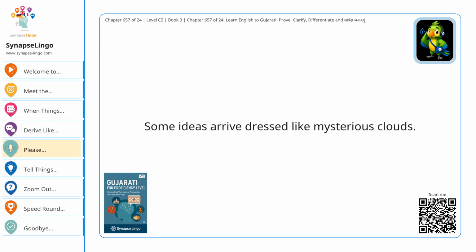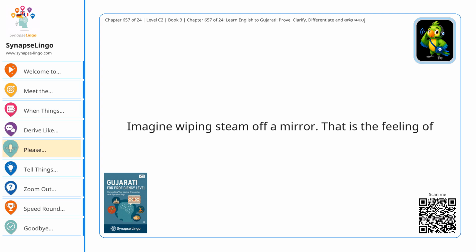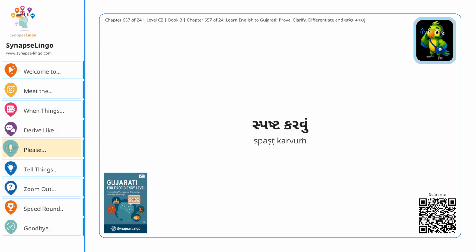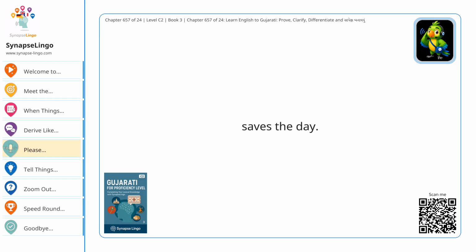Please untangle the fog. Some ideas arrive dressed like mysterious clouds. Your job is to make them stop being dramatic. To clarify is સ્પષ્ટ કરવું. Please સ્પષ્ટ કરવું the instructions. Can you સ્પષ્ટ કરવું this point? Imagine wiping steam off a mirror. That is the feeling of સ્પષ્ટ કરવું. A confusing teacher says 12 vague things. A good teacher says one clear thing and સ્પષ્ટ કરવું saves the day.